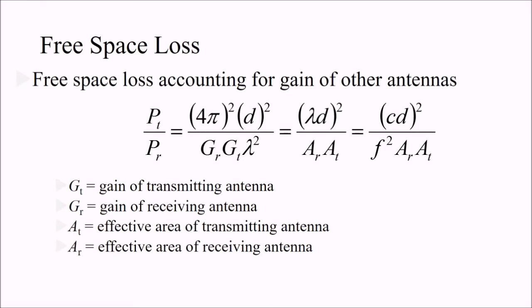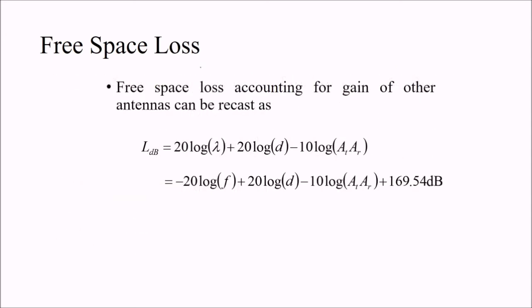Now the free space loss accounting for the gain of the other antennas is given by Pt by Pr again, and we'll replace the values here. Gt is the gain of the transmitting antenna, Gr is the gain of the receiving antenna. We know by now the formula of gain. And At and Ar are the effective areas of the transmitting antenna and receiving antenna. Now they can be recast by converting into dB, so it will be this expression.